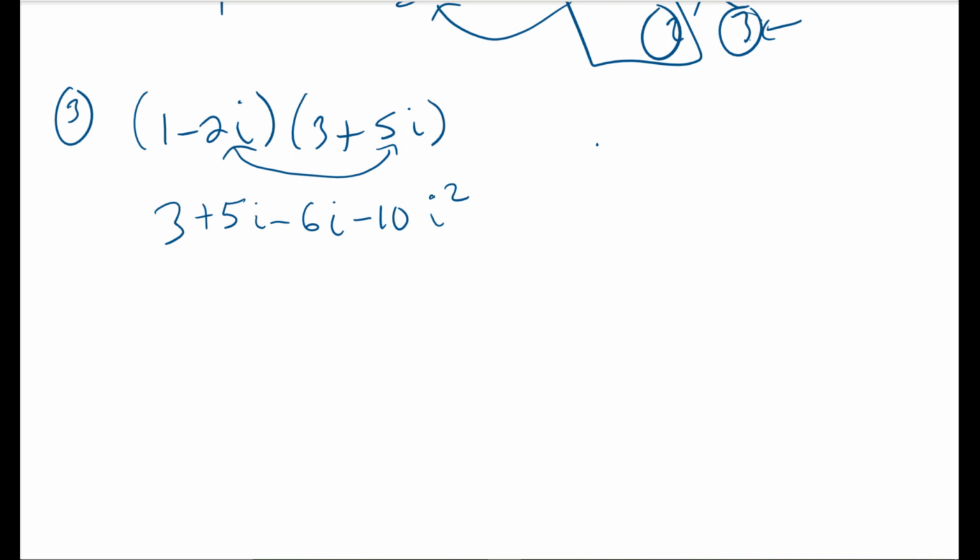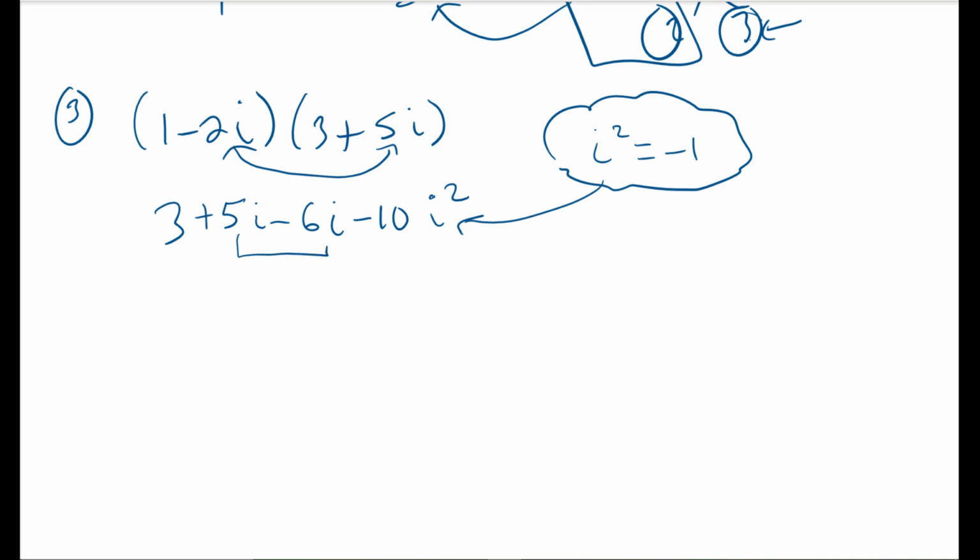Now keep in mind that i squared is equal to negative 1. And so we're going to have to plug this in for i squared here. And keeping in mind also that we'll combine our like terms. Okay, so we can combine these two. We have 3 plus, and 5 minus 6 is negative 1, right? So really this is negative 1i. I'm not going to write the invisible 1 there though. Minus 10. Now replace this i squared with negative 1.